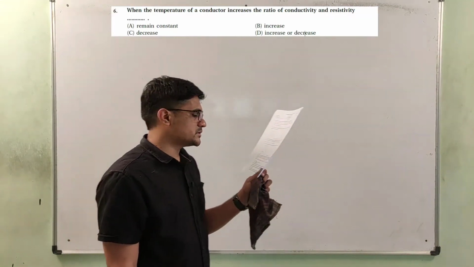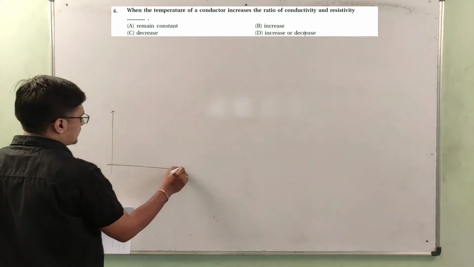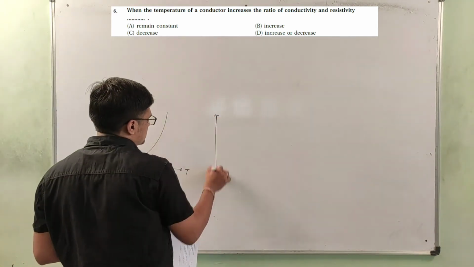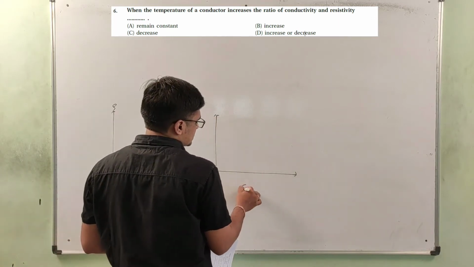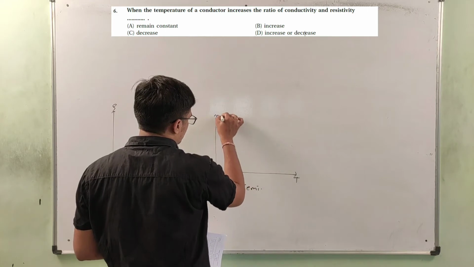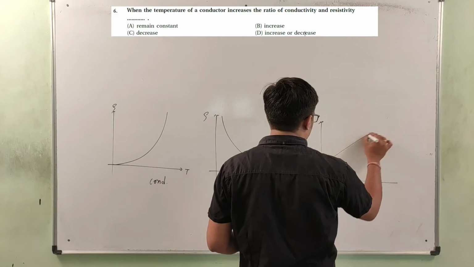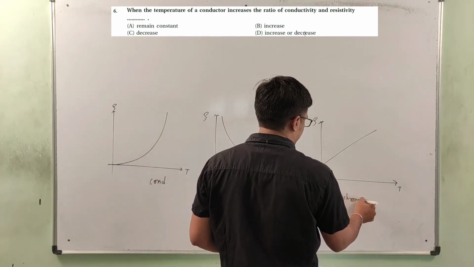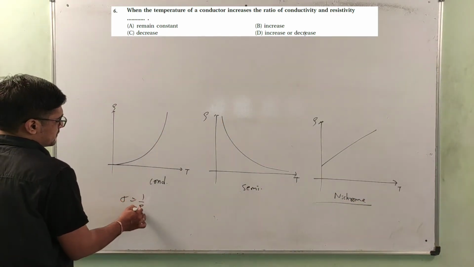Question number 6. When the temperature of a conductor increases, the ratio of conductivity and resistivity. Remember this topic: the resistivity of a conductor increases with temperature. The resistivity of a semiconductor decreases with temperature. And for nichrome, an alloy, it increases linearly with temperature. And conductivity is the inverse of resistivity.